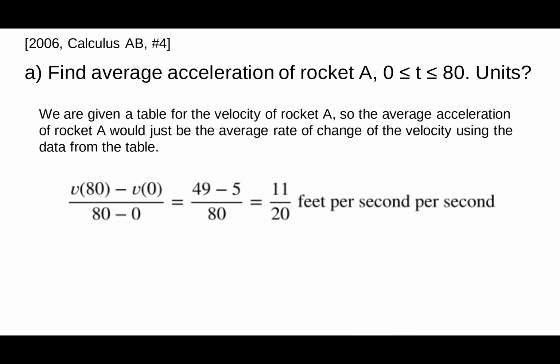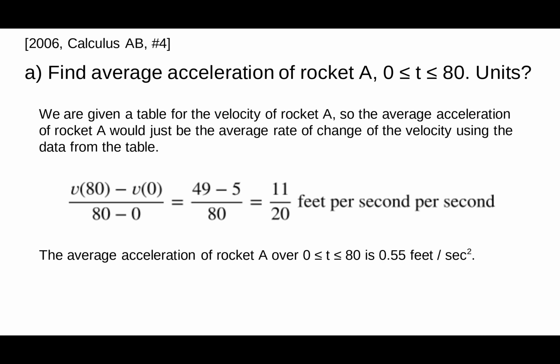Great. So we plug our information from the table into the correct formula. We need v of 80 and v of 0. v of 80 is 49. v of 0 is 5. 49 minus 5 is 44. 44 over 80 reduces to 11/20. And since our velocity is feet per second, our acceleration will be feet per second squared. So the average acceleration of rocket A over the interval from 0 to 80 seconds is 0.55 feet per second squared.